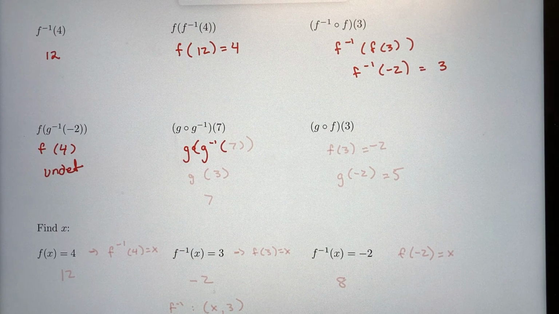So g of g inverse of 7: g inverse of 7 is 3, and g of 3 is 7. Incidentally, if it gets undefined, it stays undefined. You don't get to say it cancels down to x, even if it's a number that doesn't work in the table. G of f of 3: f of 3 is -2, and then g of -2 is 5.